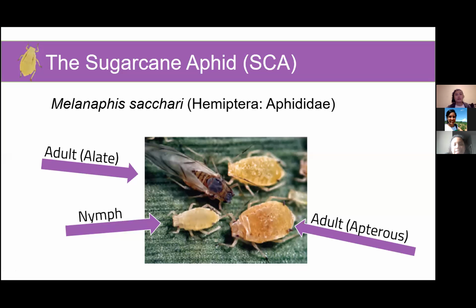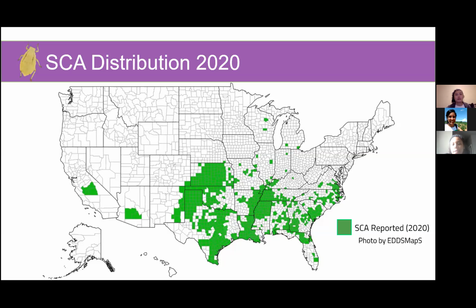The sugarcane aphid is a pretty important pest of grain sorghum. This map is a distribution of the aphid throughout the southern United States, and you can see it encompasses a lot of southern and southeastern grain sorghum growing regions. It can also go as far west as California in some cases. So this is becoming a growing problem for sorghum producers.